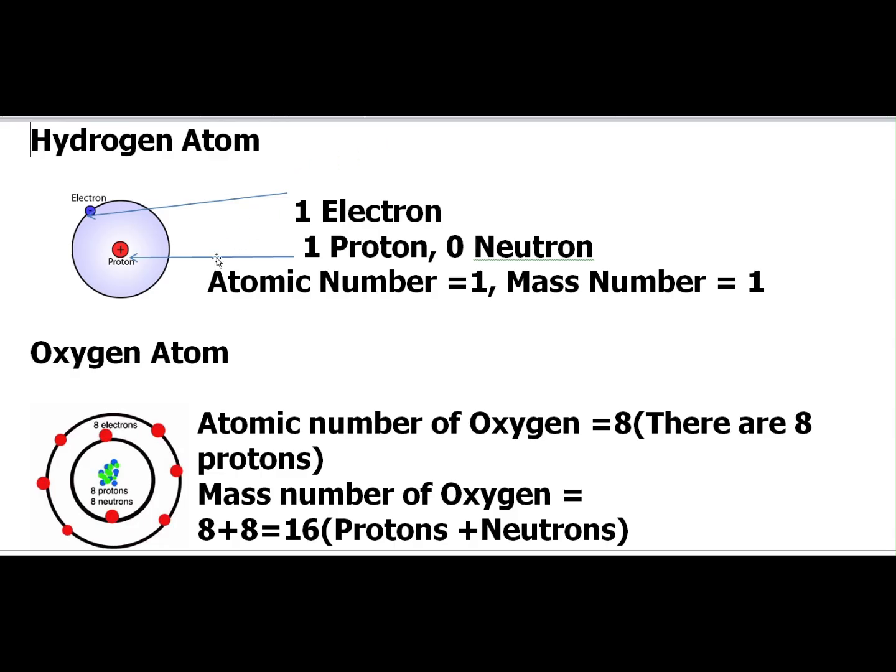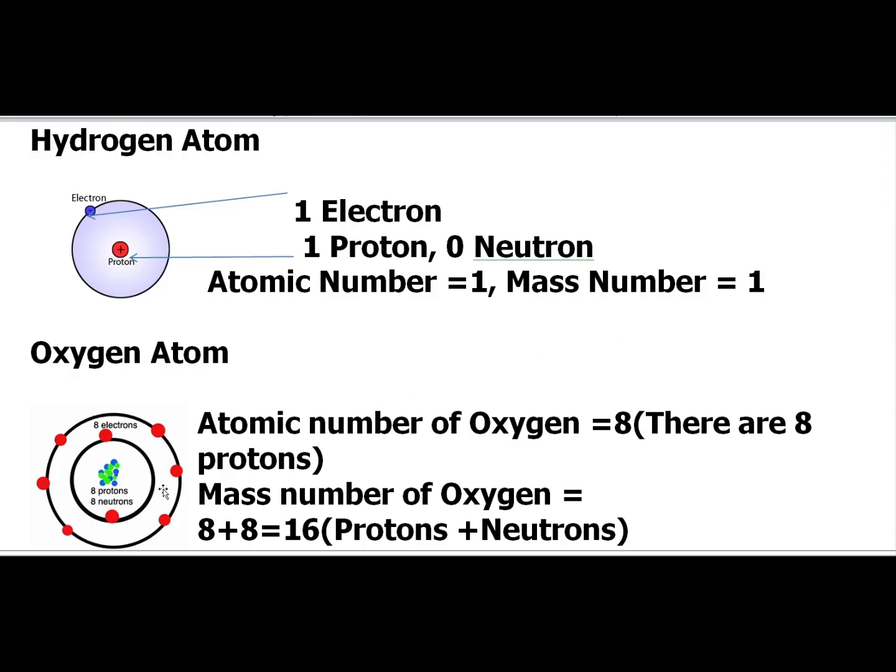See the hydrogen atom. In the hydrogen atom, there is a nucleus here. In this nucleus, there is only one proton and there is no neutron. And electrons are orbiting around. Only one electron is there. So atomic number is equal to 1. Mass number is equal to 1.